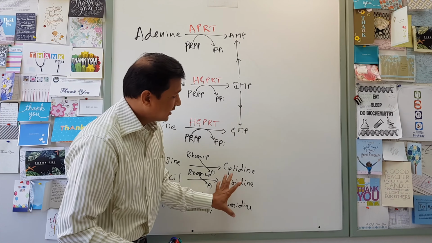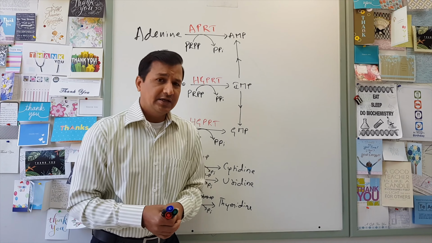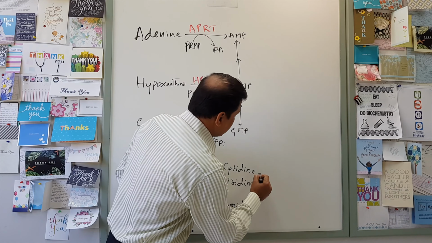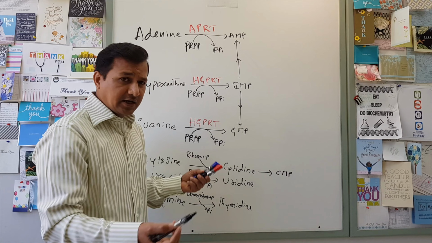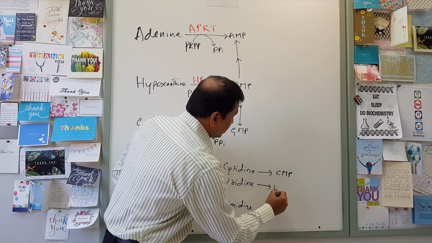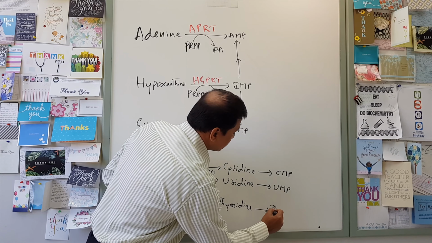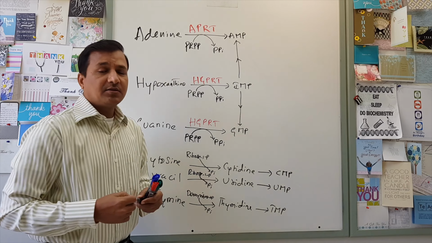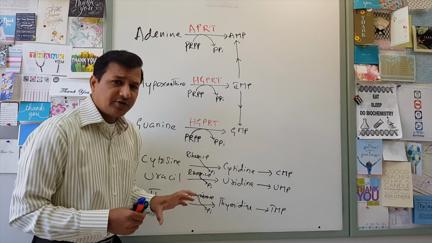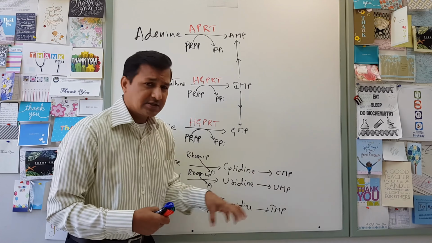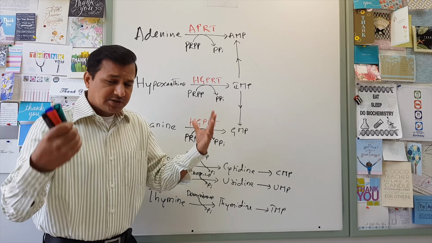Once you make the nucleoside, you can make the nucleotide by specific pyrimidine nucleotide kinases. Cytidine can be converted into cytidine monophosphate by cytidine kinase. Uridine is converted into uridine monophosphate by uridine kinase, and thymidine is converted into thymidine monophosphate by thymidine kinase. Of these, uridine kinase is the most specific enzyme, and it is highly active.